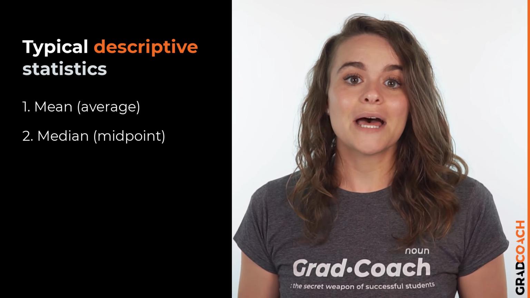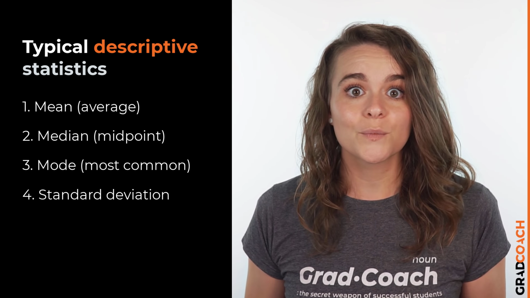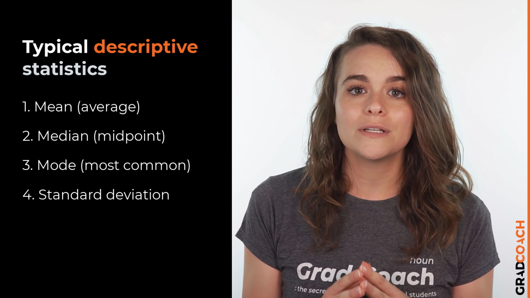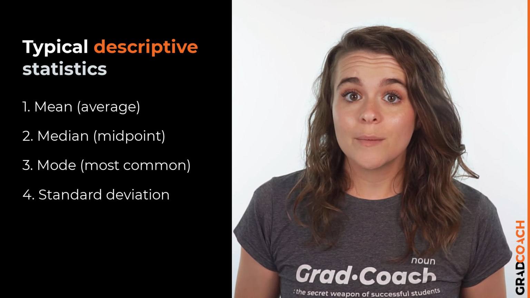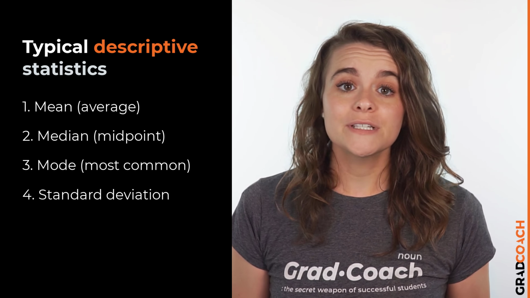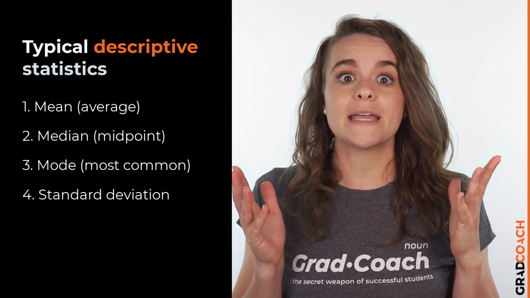Then we have standard deviation. This metric indicates how dispersed a range of numbers is. In other words, how close all the numbers are to the mean, the average. In cases where most of the numbers are quite close to the average, the standard deviation will be relatively low. Conversely, in cases where the numbers are scattered all over the place, the standard deviation will be relatively high.